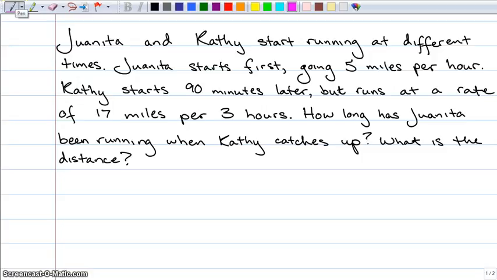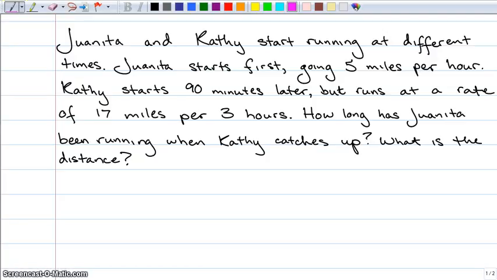Alright, now, I'm talking about Juanita and Kathy. Juanita and Kathy start running at different times. Juanita starts first going 5 miles per hour. Kathy starts an hour and a half later, aka 90 minutes, aka 1.5 hours, 3/2 hours, but runs at a rate of 17 miles per 3 hours. How long has Juanita been running when Kathy finally catches up? And then I also ask you a second question here, and that's what is the distance?